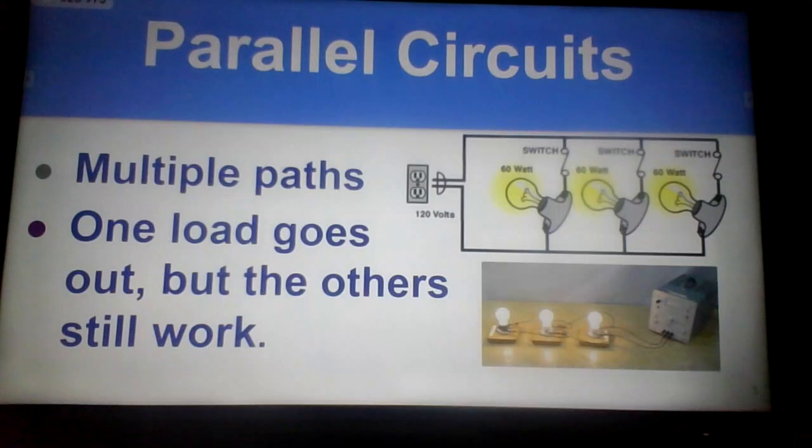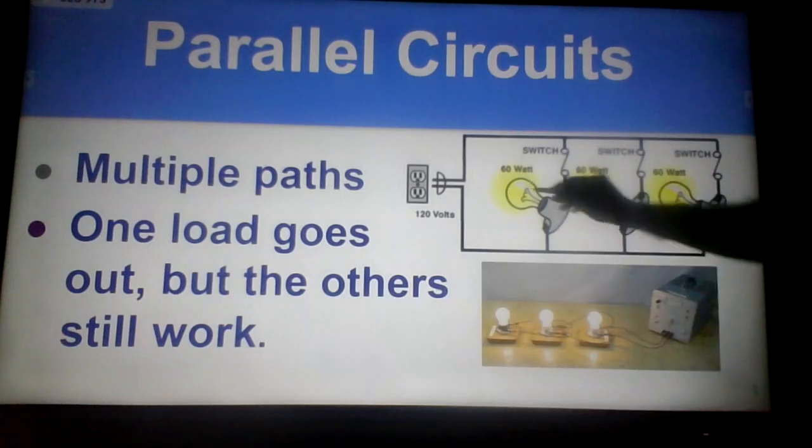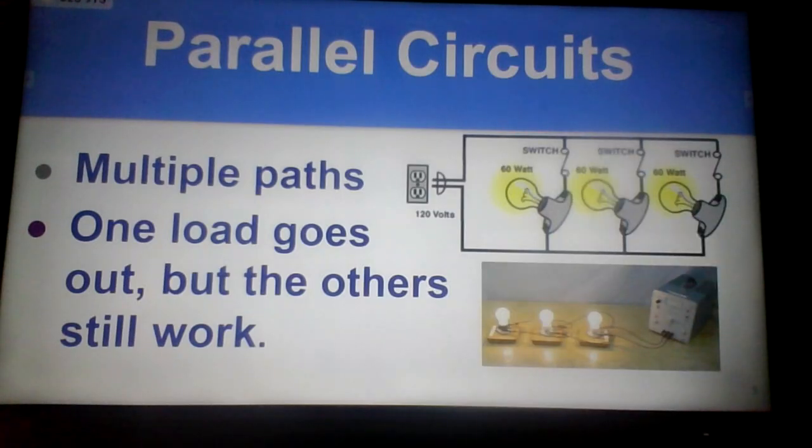One broken lamp bulb or burned out bulb where that filament just breaks, that won't affect anything else. So that's why we want to have parallel circuits, because in a parallel circuit, if one load goes out, everything else will still work as long as there's no other breakage in the connection. So parallel circuits are much more advantageous.